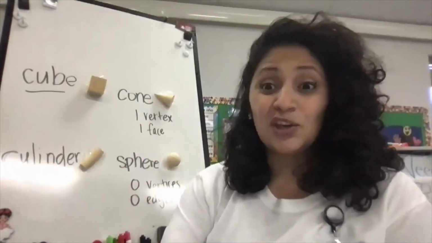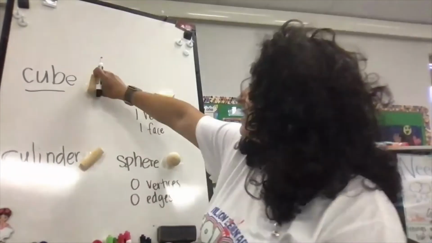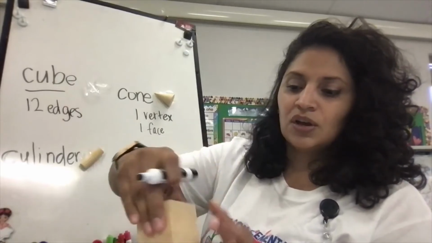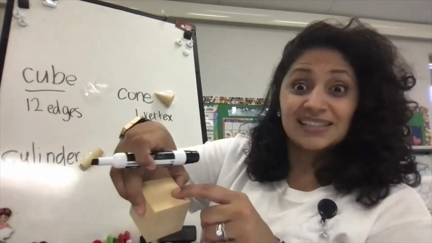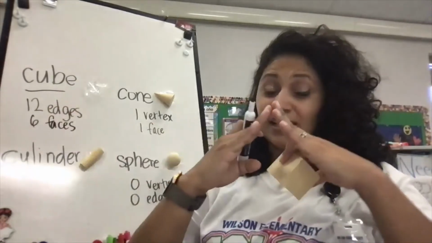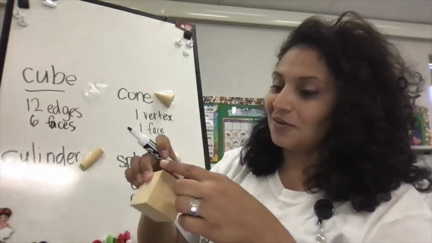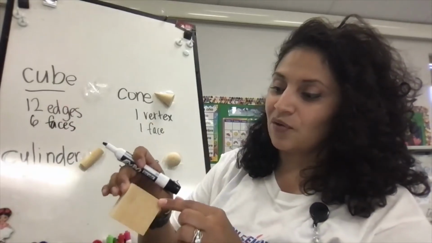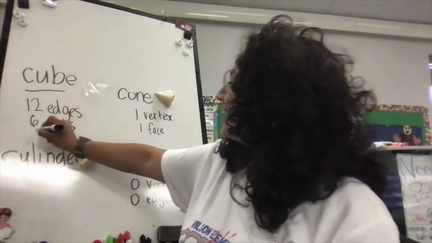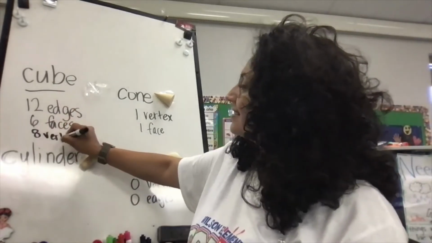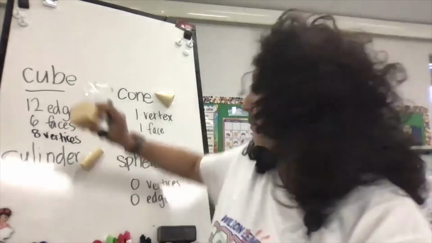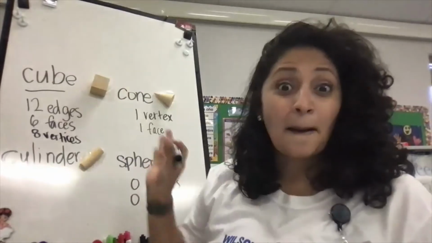How about my friend, Mr. Cube? Let's take it down. How many faces does it have? Ready? 1, 2, 3, 4, 5, and 6. It has 6 faces. And do you know how many vertices, how many corners it has? Let's count. 1, 2, 3, 4, 5, 6, 7, 8. We have 8 vertices. And I'm going to put my friend right back on top on my board.